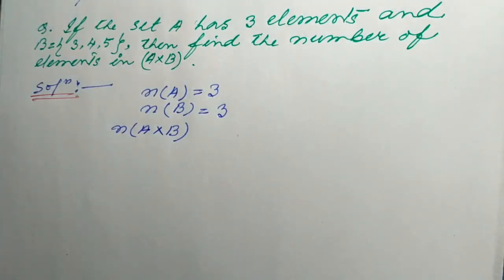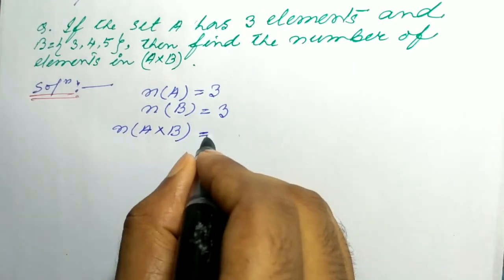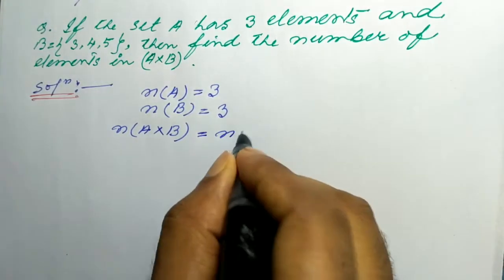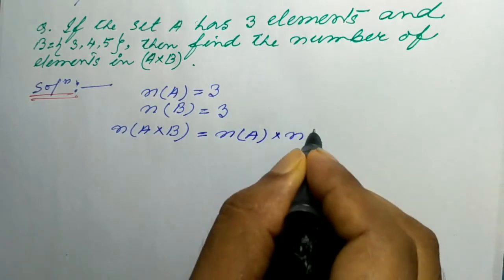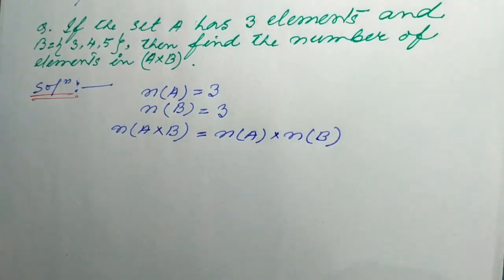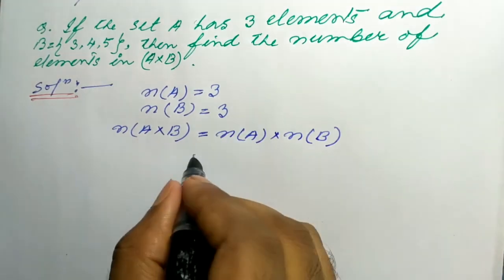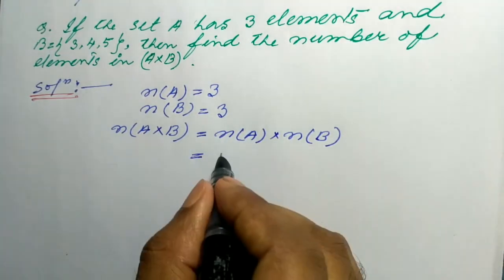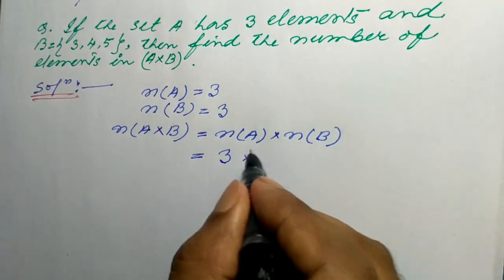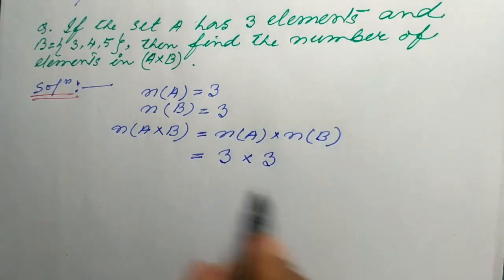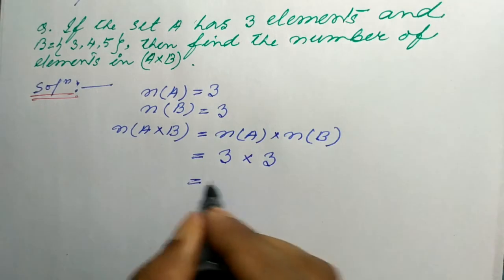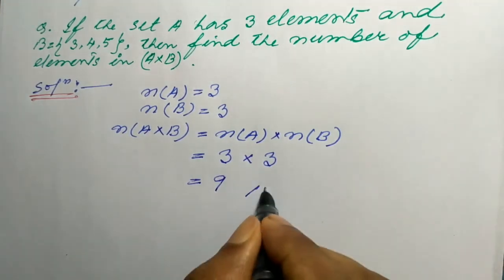In the conventions of Cartesian product we have also discussed how to find the number of elements in A × B or A × B × C. We have a formula: n(A × B) equals what? n(A) times the number of elements in B. We are given n(A) equals 3 and the number of elements in B equals 3. Therefore A × B has a total of 3 × 3 equals 9 elements.